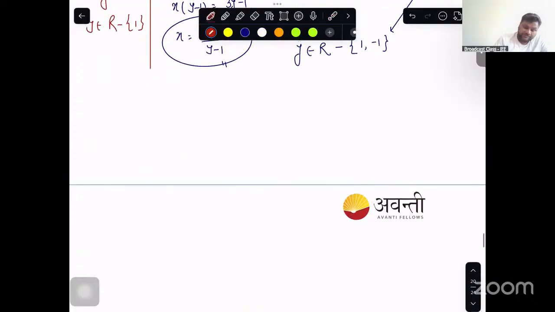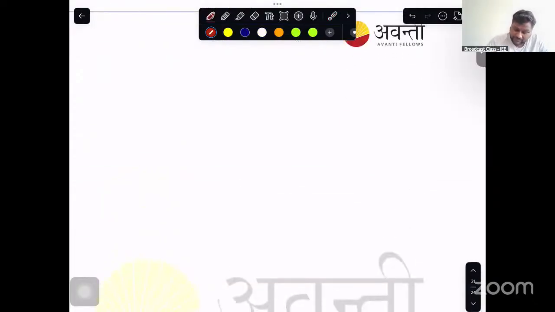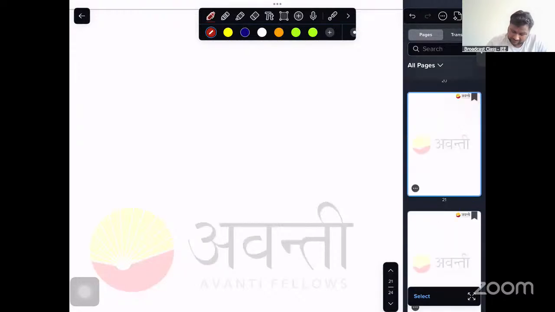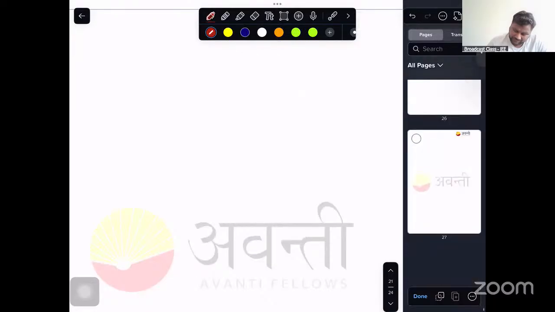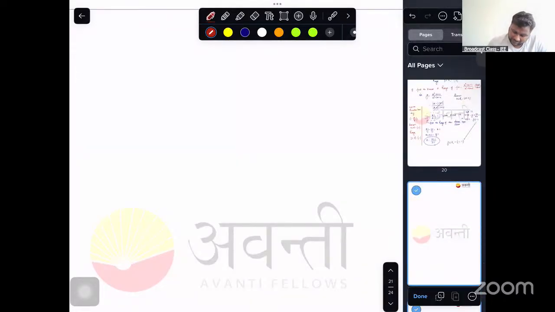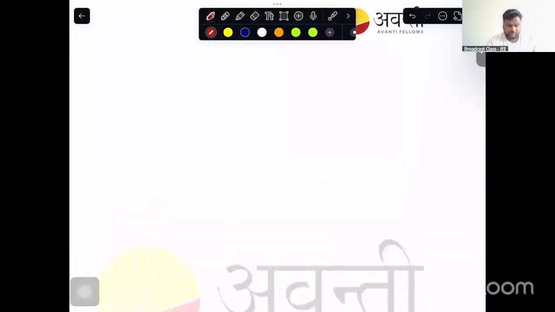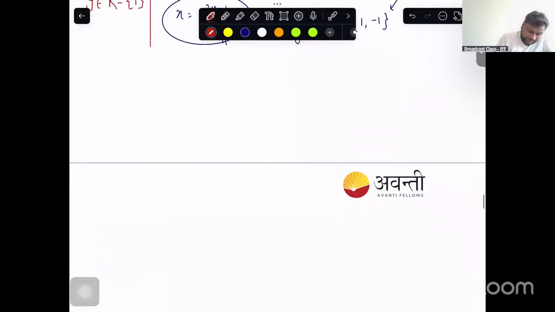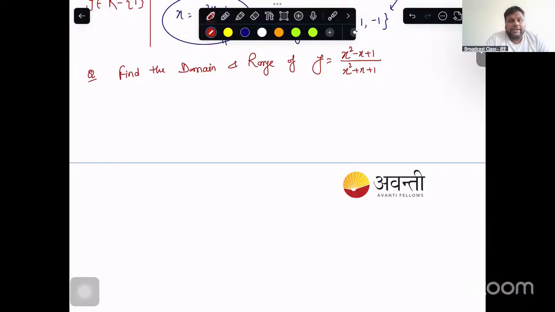Now, write down another question. Now, find the domain and range of y equals to x square minus x plus 1 upon x square plus x plus 1. Find the domain and range of this.